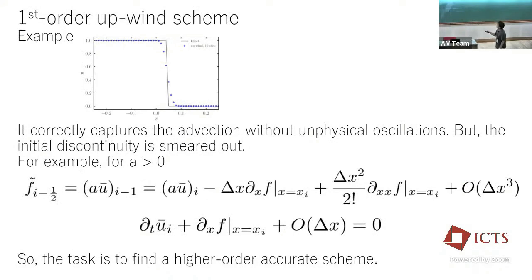Not sharply, but it captures the discontinuity without oscillations. Anyway, the oscillation is always an obstacle for numerical simulations. So there is essentially no oscillation. This is a good point. But there is a drawback: the initial discontinuity is a sharp one, but it's a little bit smeared out.